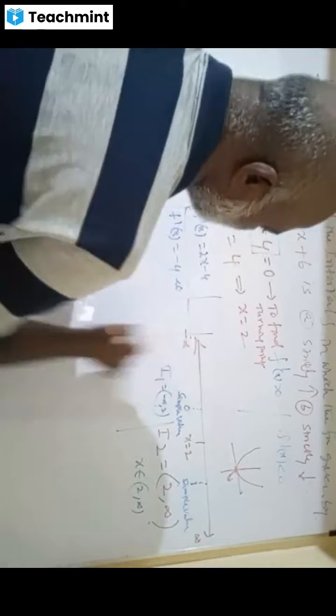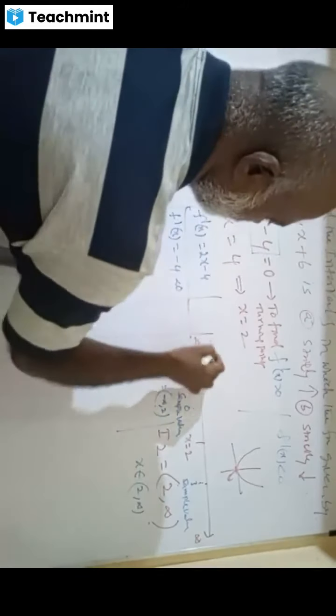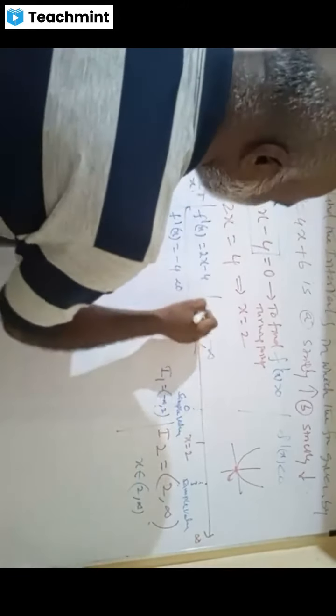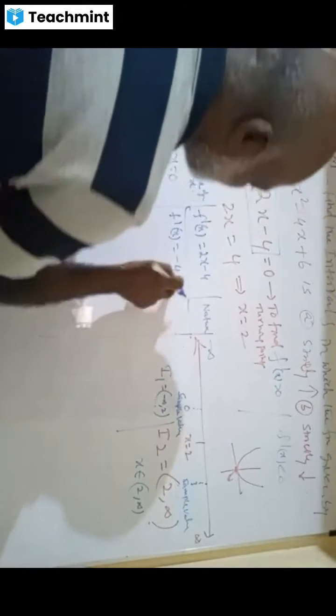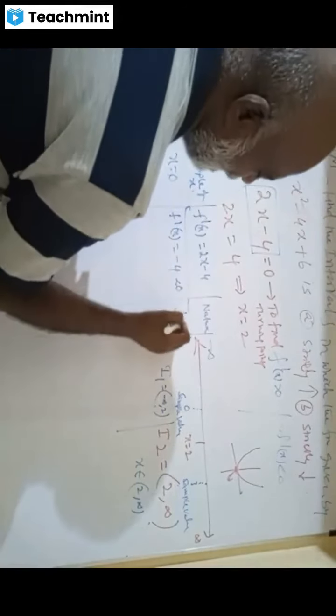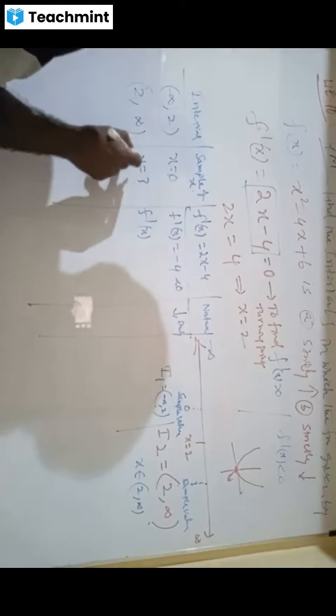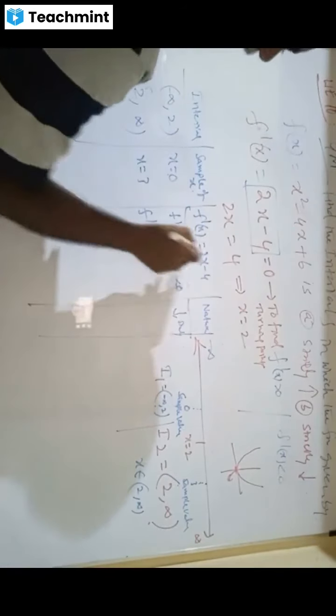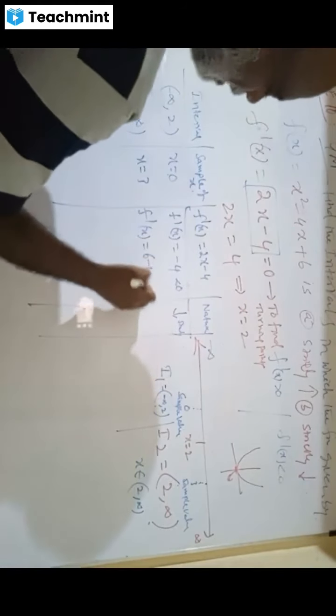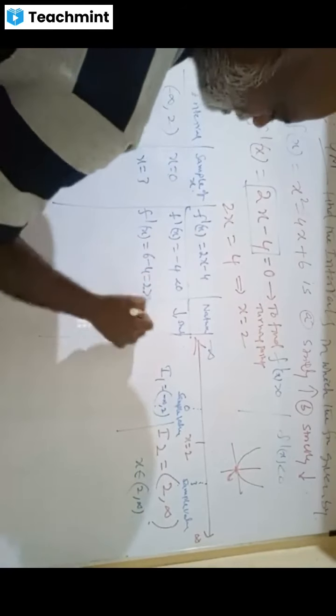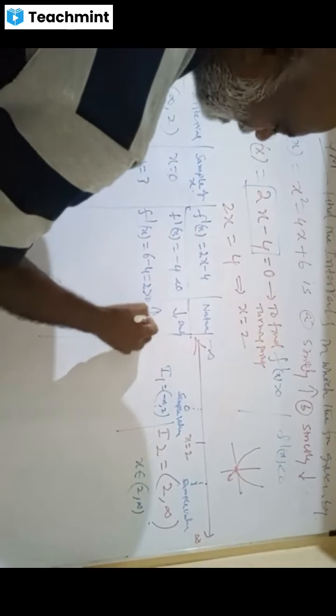One more column, please write it. This is called nature. What is the nature? F dash x is less than 0 means strictly decreasing. Next, find f dash x at x equal to 3. Put it here: 3 twos are 6, minus 4 is 2. 2 is more than 0, strictly increasing.